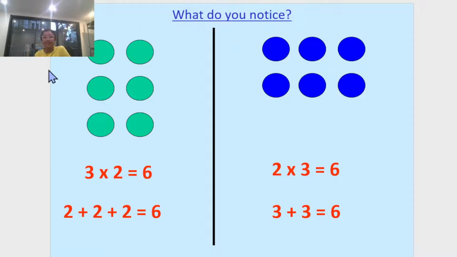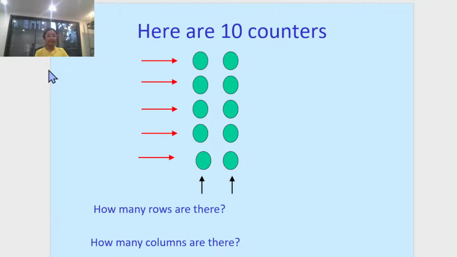What do you notice? 3 times 2 is 6, 2 times 3 is 6, 2 plus 2 plus 2 is 6, and 3 plus 3 is 6. And this is why multiplication is commutative.